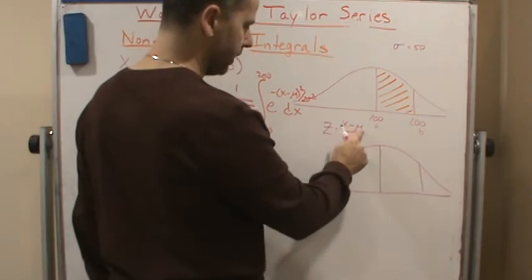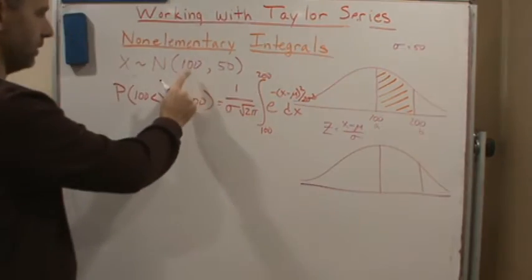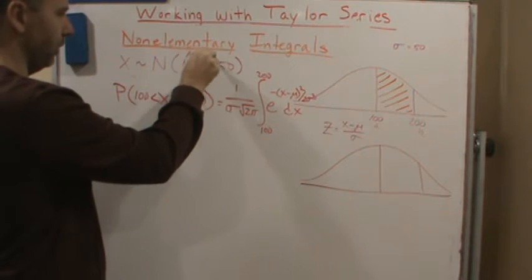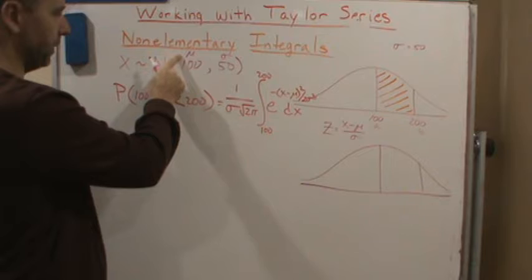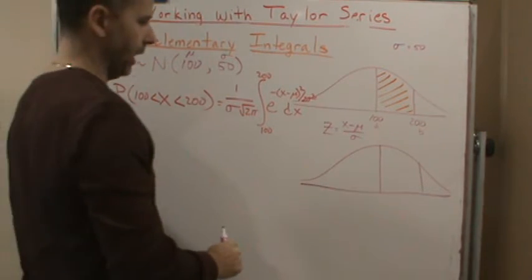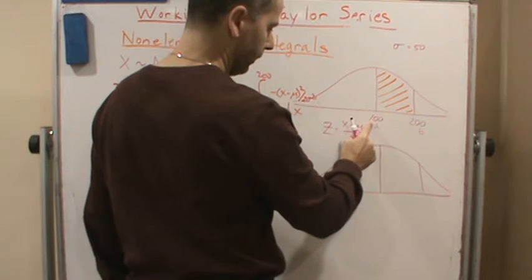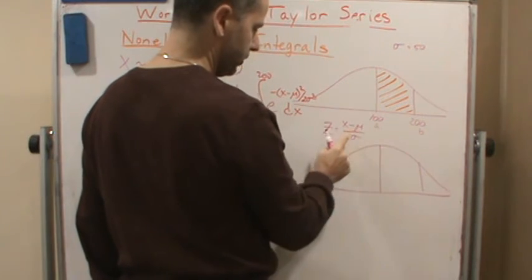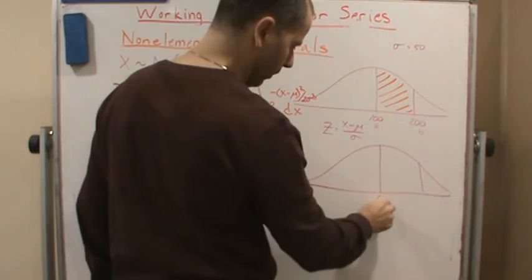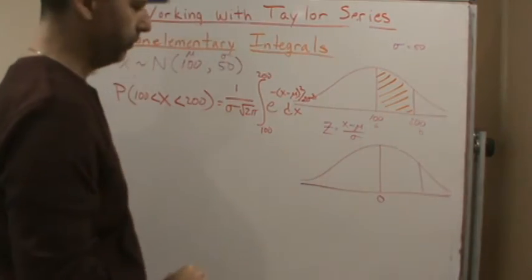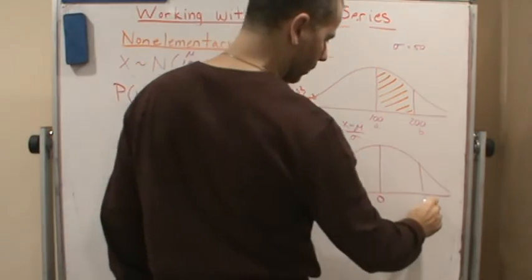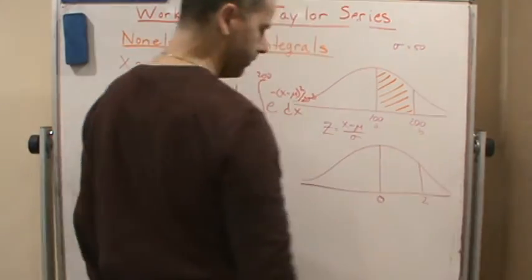So 100 minus 100, because the mean is 100. Remember, this is mu, the population mean, and this is sigma, the population standard deviation. I'm going to plug both of these values into my z-score formula. This one corresponds to 0, which is right in the middle. And if I plug 200 in here, that's going to correspond to a z-score of 2.